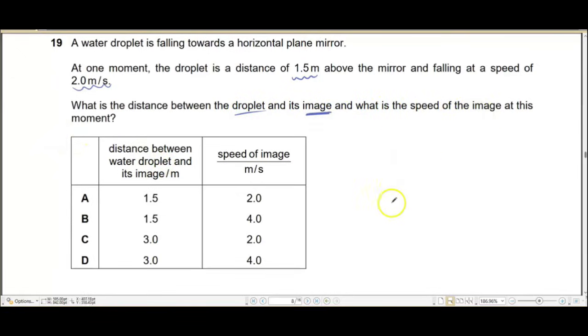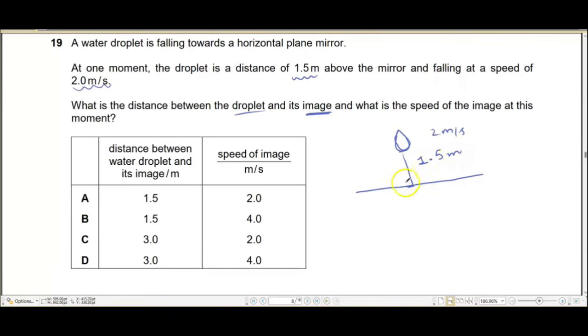So let's just understand the scenario. This might be a plane mirror, and a water droplet is falling at a speed of 2 meters per second towards it. And at one point, the distance of this droplet from the mirror is 1.5 meters.